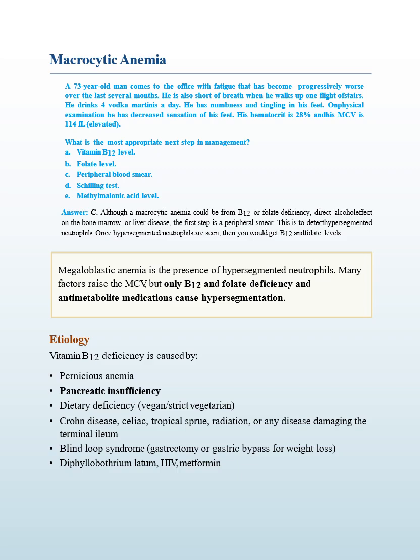The question is, what is the most appropriate next step of management? A, vitamin B12 level, B, folate level, C, peripheral blood smear, D, Schilling test, E, methylmalonic acid level. Here the right answer is C, because we have macrocytic anemia, which is from B12 or folate deficiency, or directly caused by alcohol effect on the bone marrow, or liver disease.